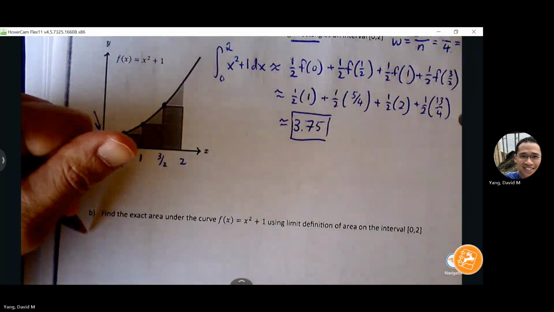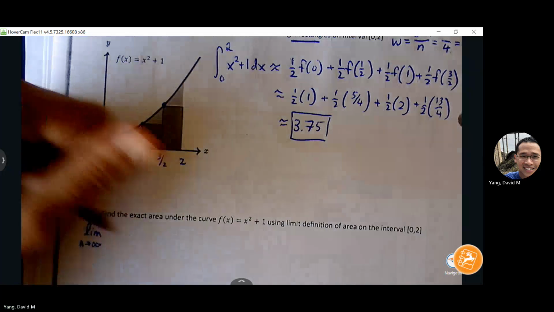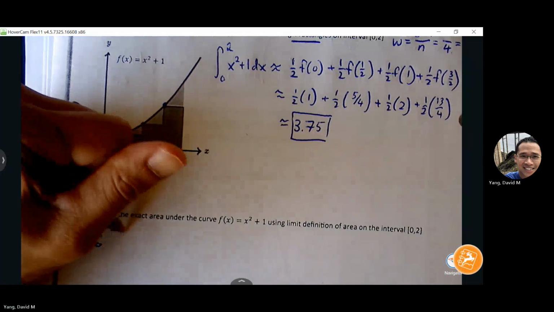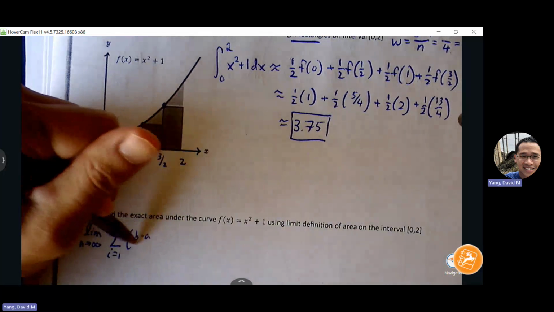So let me write the definition again. Do we have to memorize this? I'll give this to you.